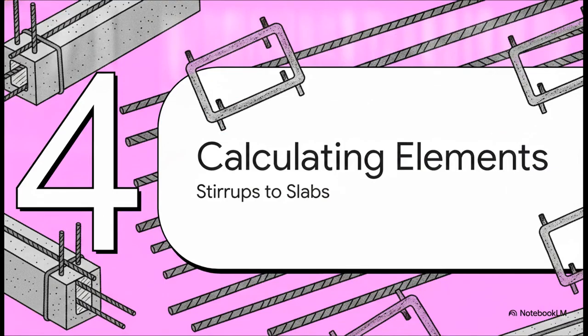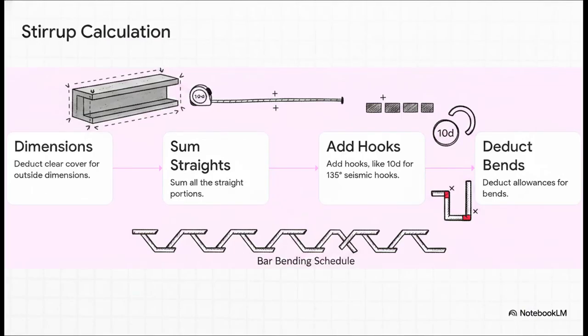All right, let's put it into practice in part 4, calculating structural elements, from stirrups to slabs. Let's apply this master key to something you see every day, the beam stirrup. When you follow these exact logical steps, what is normally a tedious manual task turns into a highly intuitive, error-free process. First off, you take the beam's width and depth and subtract the clear cover from all sides to get your outside dimensions. Then just sum those straight portions up.